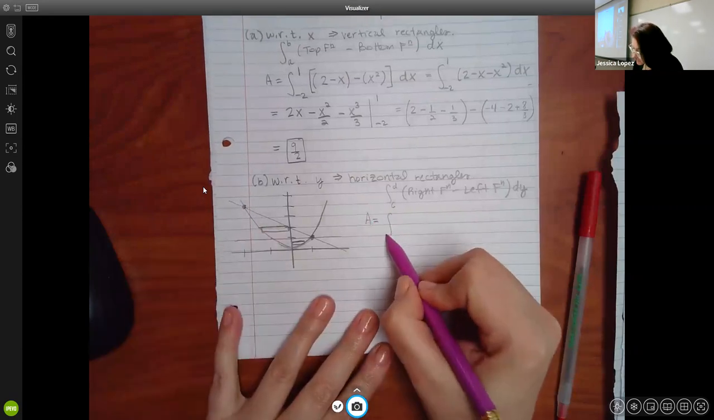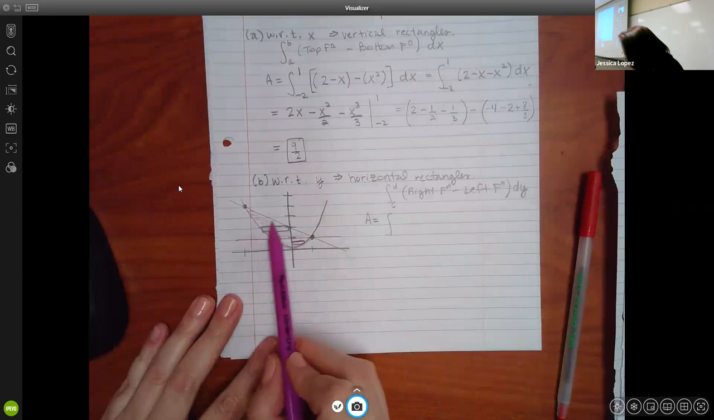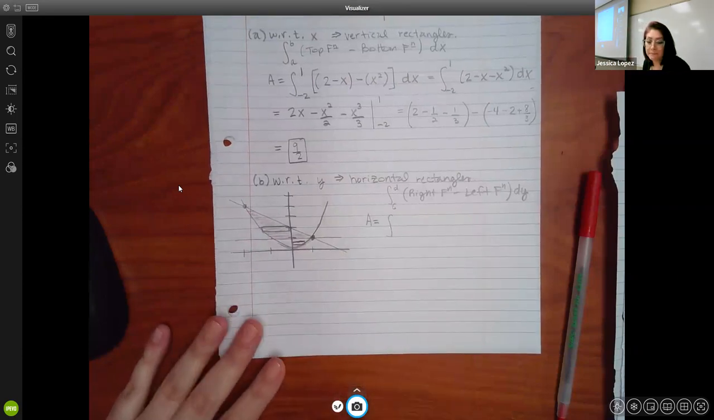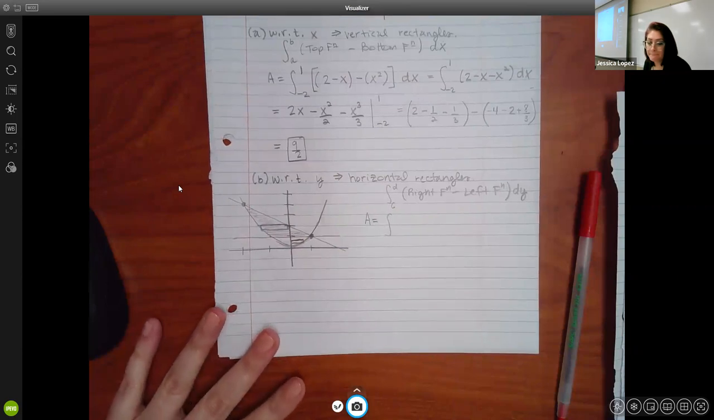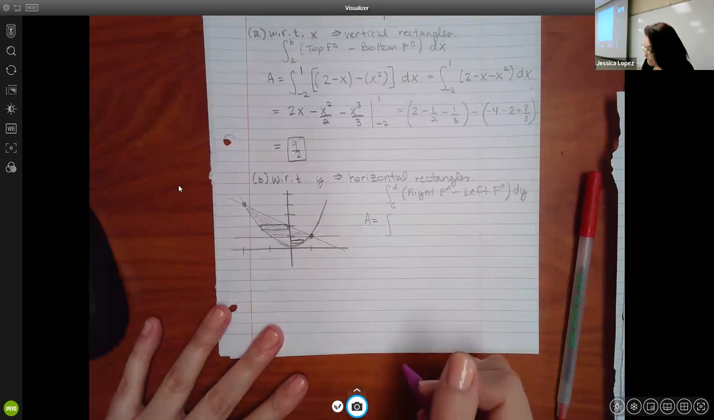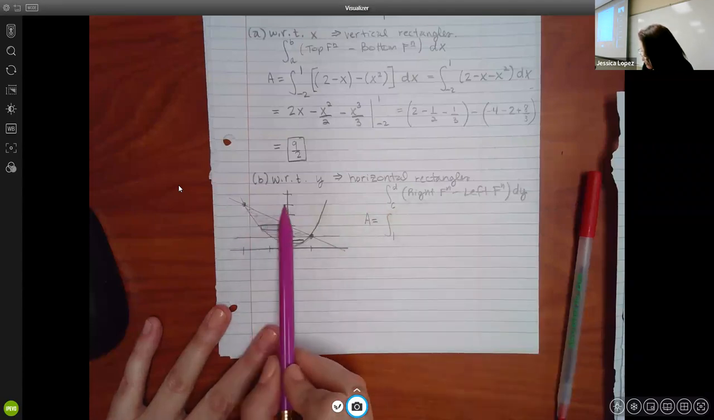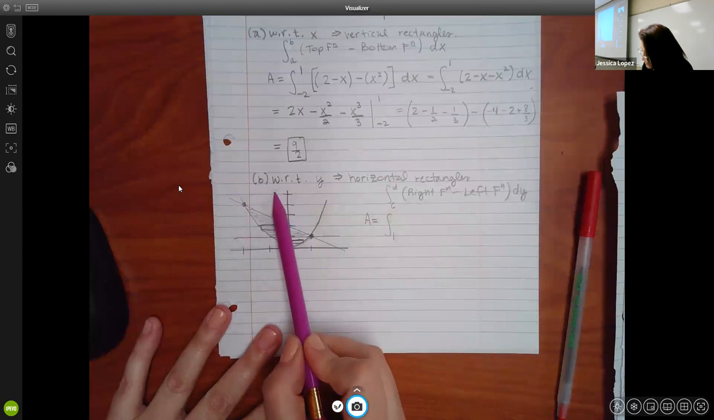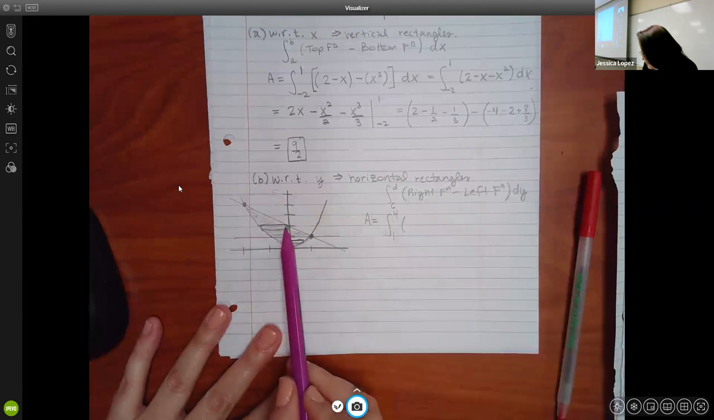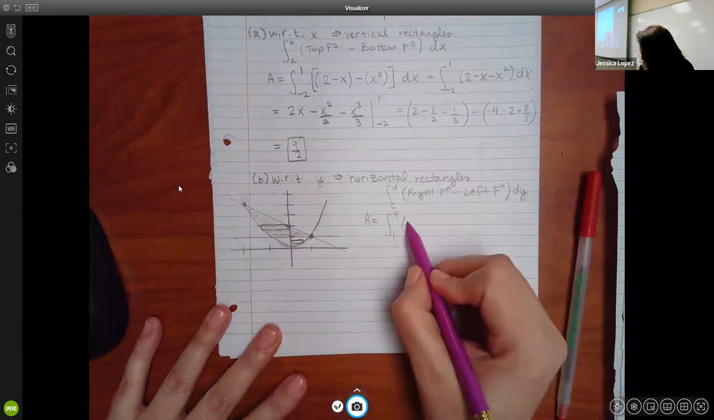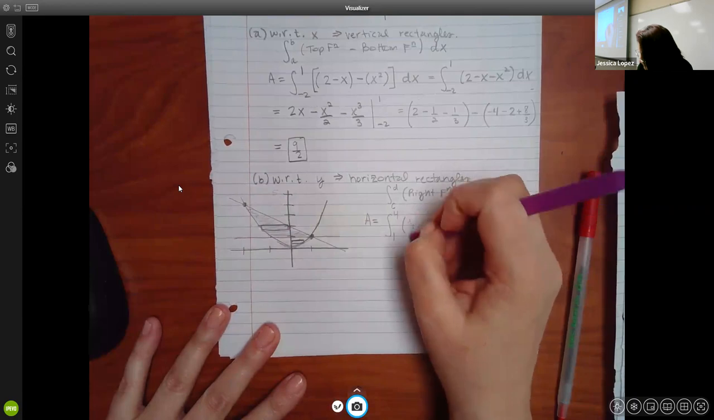So the one on top, what's the lowest y value for this piece right here? The lowest y value is 1. And then the highest y value, 1, 2, 3, 4, 5. So it's going to be 4, right? And if I do the right function, the right function is the y, so that's going to be 2 minus x. Oh, we can't put x. It's with respect to y, right?